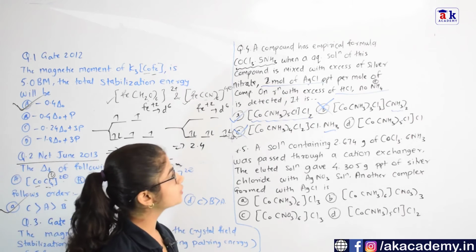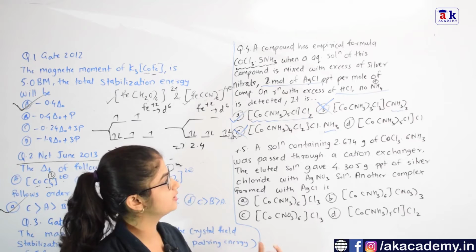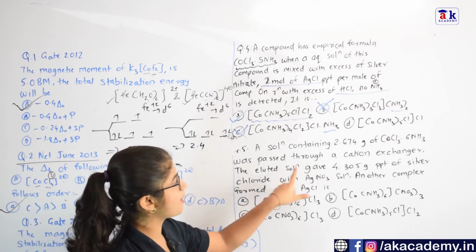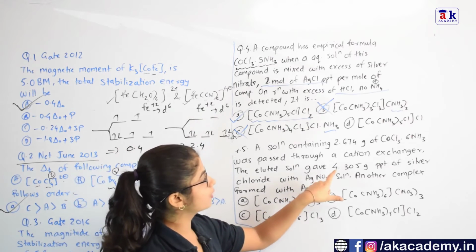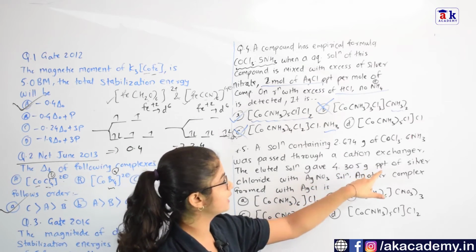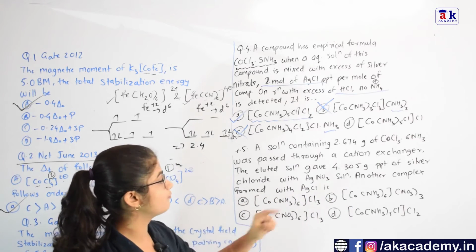Next one, a solution containing 2.674 gram of CoCl3·6NH3 was passed through a cation exchanger. The eluted solution gave 4.305 gram of silver chloride with AgNO3 solution. The another complex formed with AgCl is.